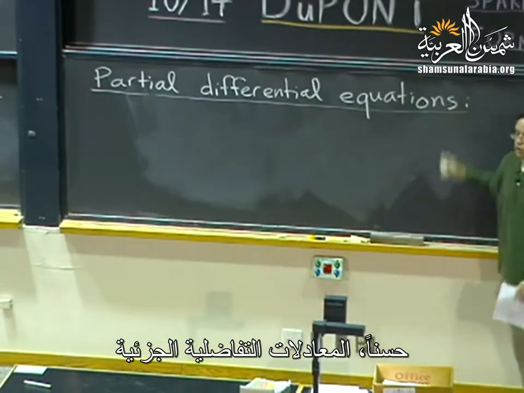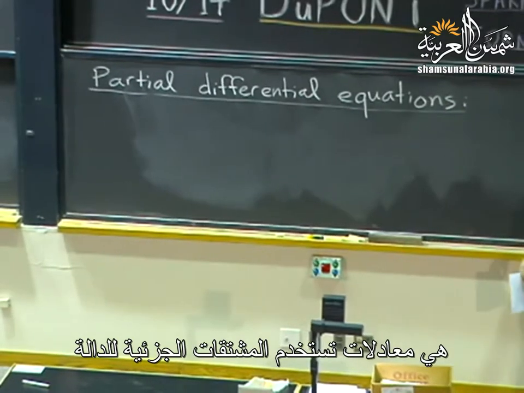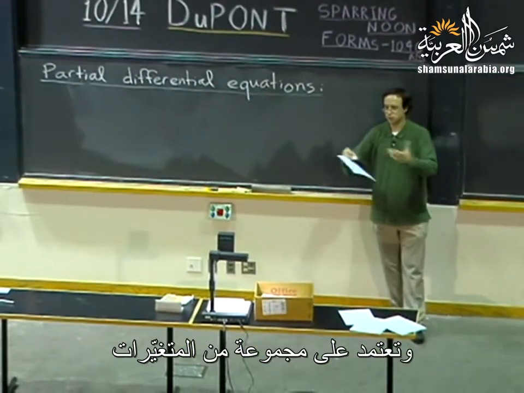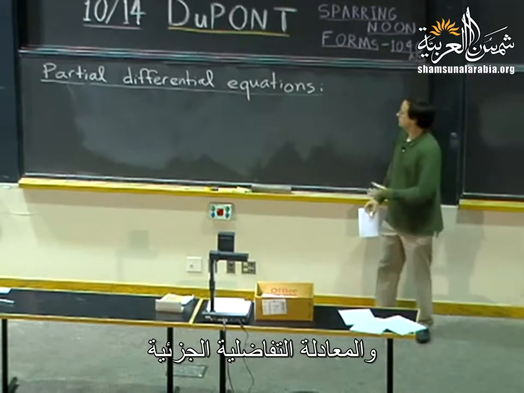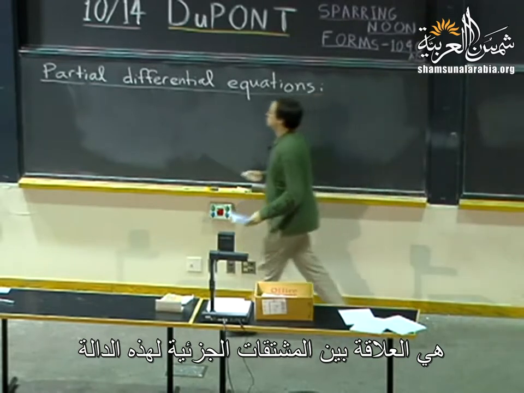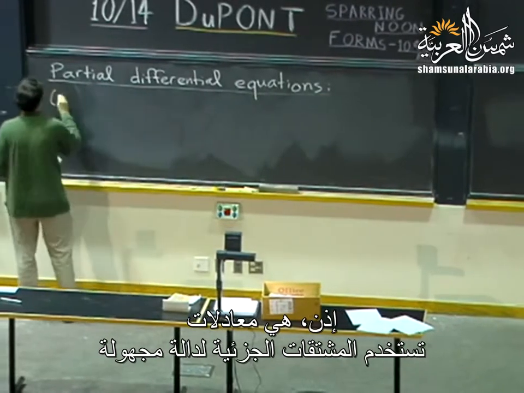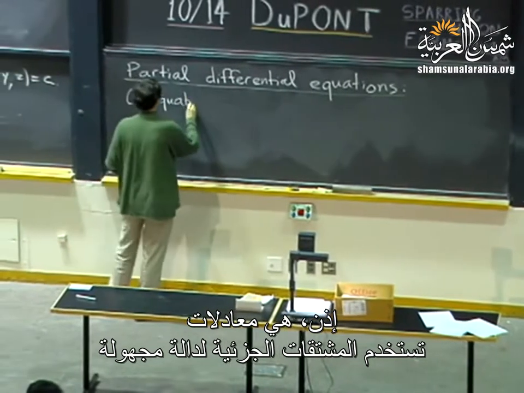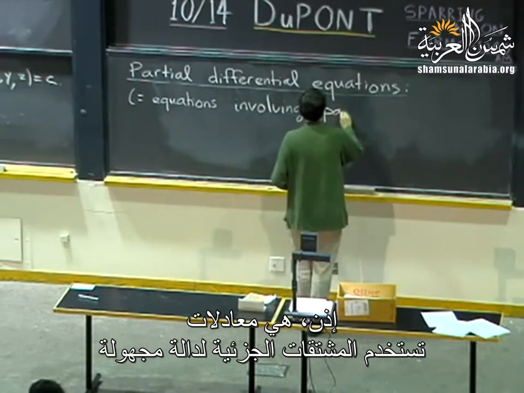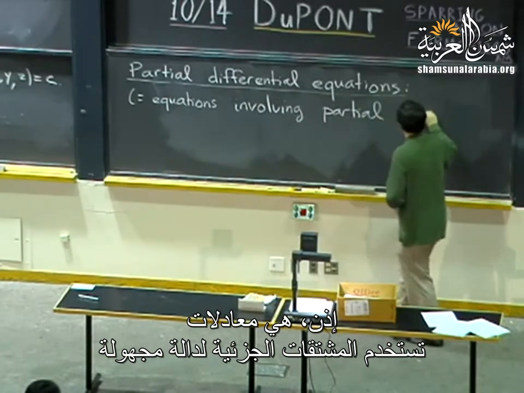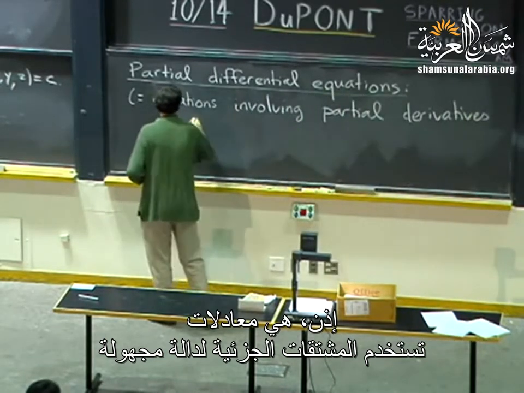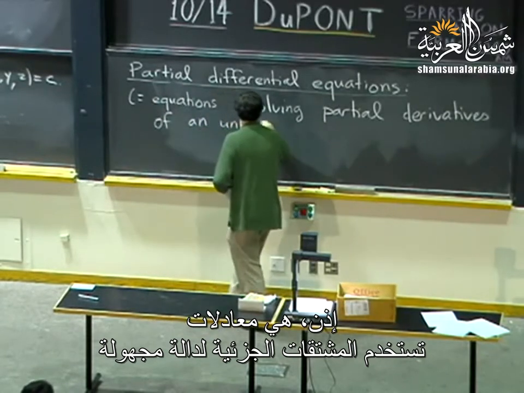A partial differential equation is an equation that involves the partial derivatives of a function. You have some unknown function that depends on a bunch of variables, and a partial differential equation is some relation between its partial derivatives. So these are equations involving the partial derivatives of an unknown function.